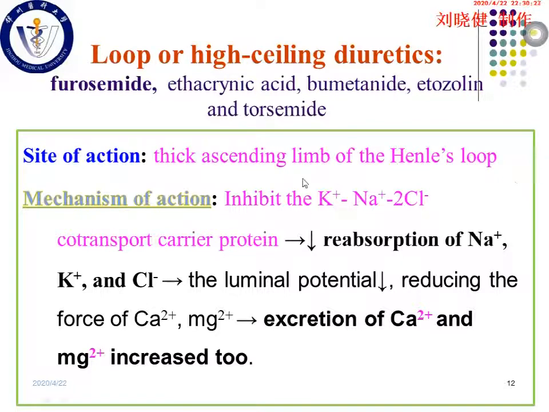By inhibiting the sodium-potassium-chloride cotransport carrier protein, they decrease the reabsorption of sodium, potassium, and chloride ions, decrease the luminal potential, and then reduce the driving force for calcium and magnesium ions. So finally, excretion of calcium and magnesium is increased too.